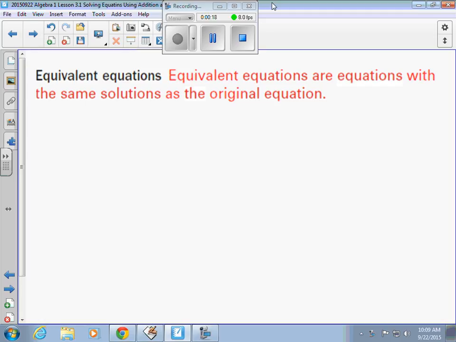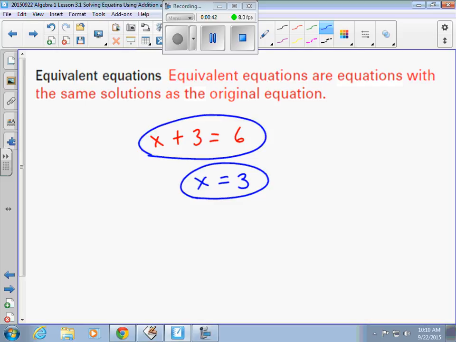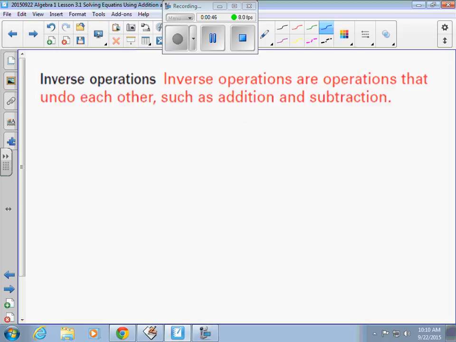First one is, what are equivalent equations? Equivalent equations are equations with the same solutions as the original equation. So when something is equivalent, like x plus 3 equals 6, that is equivalent to x equals 3. This is equivalent to this. And we'll talk about why those are equivalent in just a minute.